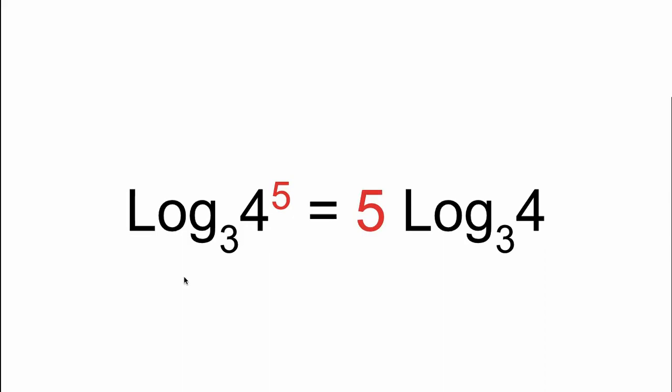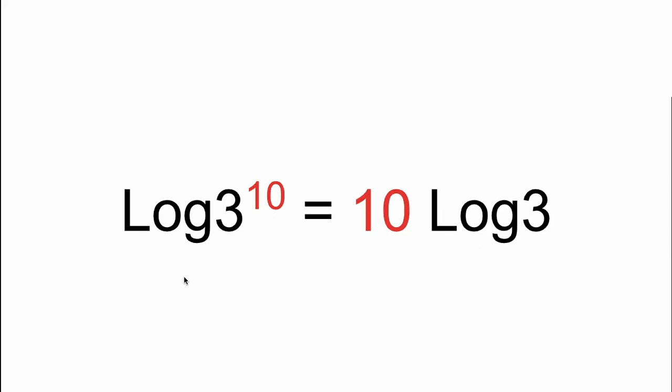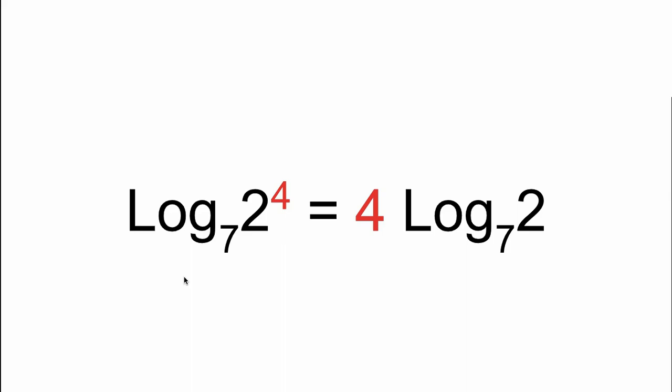So log base 3 of 4 to the power of 5 is equal to 5 times log base 3 of 4. Log base 3 to the power of 10 is equal to 10 times log base 3. Log base 7 of 2 to the power of 4 is equal to 4 times log base 7 of 2. Hope this empowers your brain.